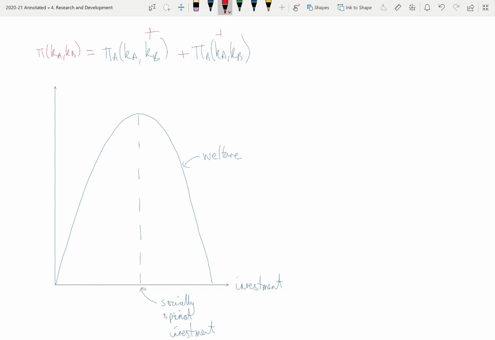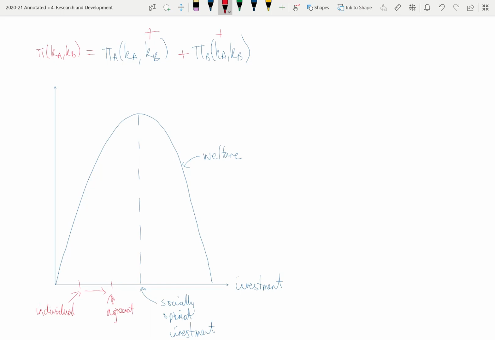So on the diagram here, we have the welfare, and welfare is a function of the investment of firm A and firm B, but here I've just represented it as a function of the total investment. The socially optimal level of investment is at the peak of the welfare function. The level of investment without an R&D agreement is going to be below the socially optimal level. So when they individually maximize, this is going to be their level of investment. The R&D agreement is going to increase their investment and bring them towards the socially optimal level. So the R&D agreement is beneficial to society.